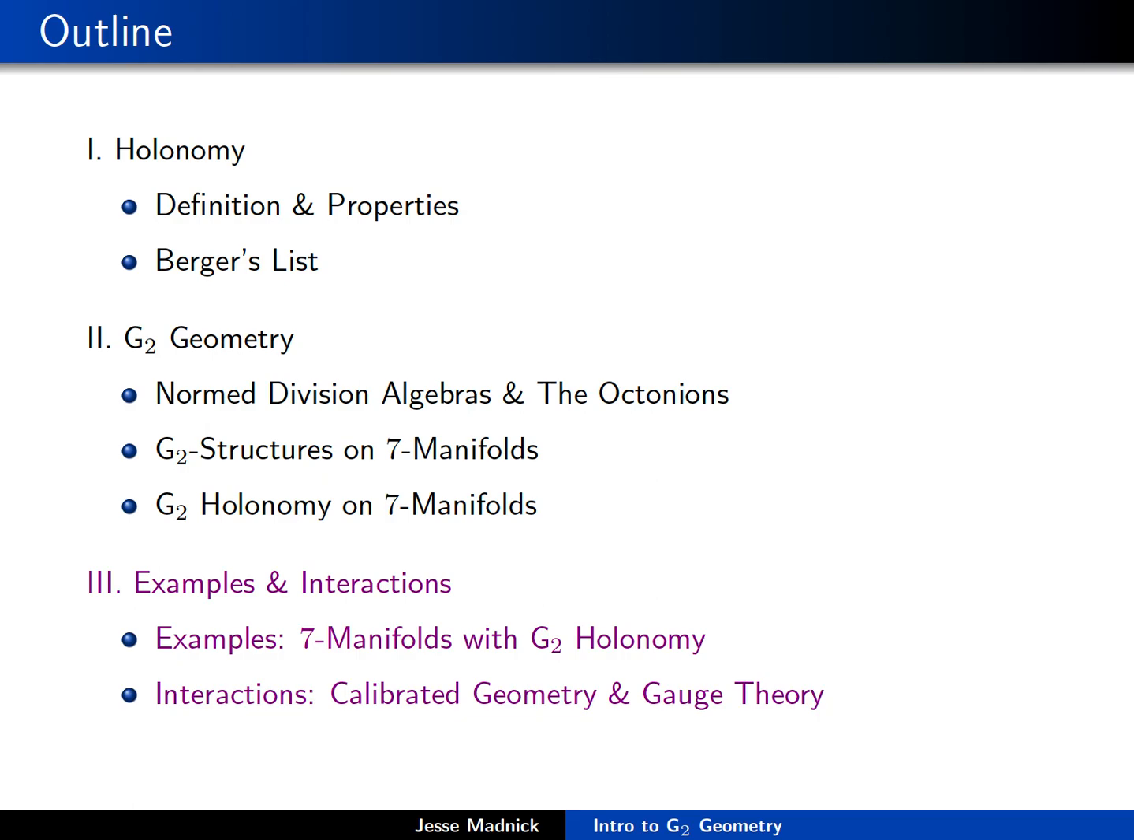In the rest of the talk, I'd like to give a few examples of 7-manifolds with G2 holonomy, and I'll mention some constructions that have historically been important. Very briefly, I'd like to comment on some interactions that G2 geometry enjoys with calibrated geometry, a subset of the study of minimal submanifolds. And very quickly, I'll mention some interactions with gauge theory and some conjectures on how these two subareas are interrelated.